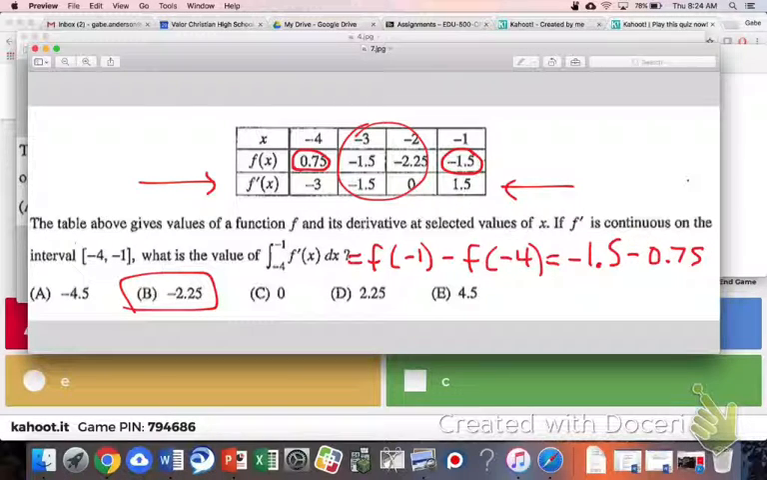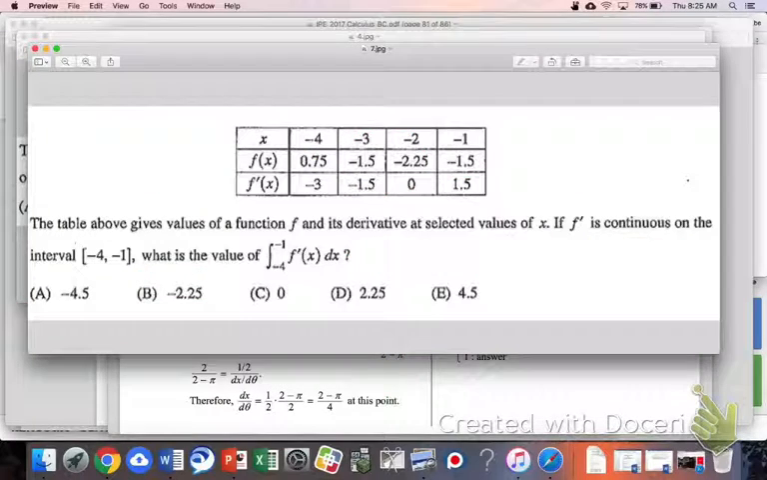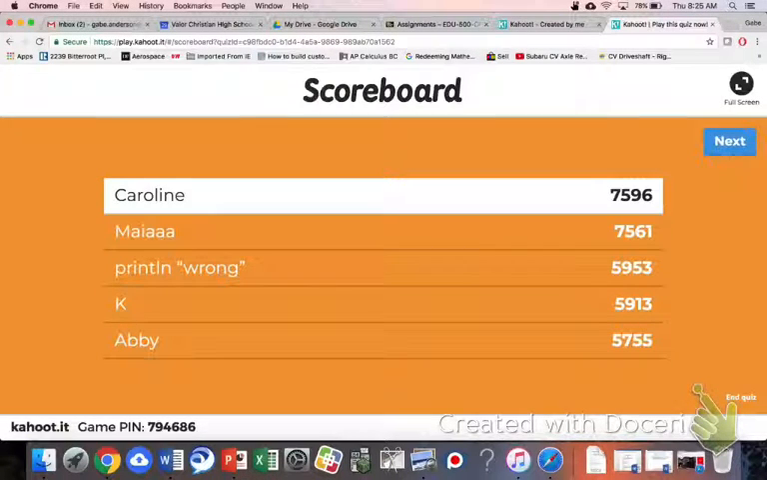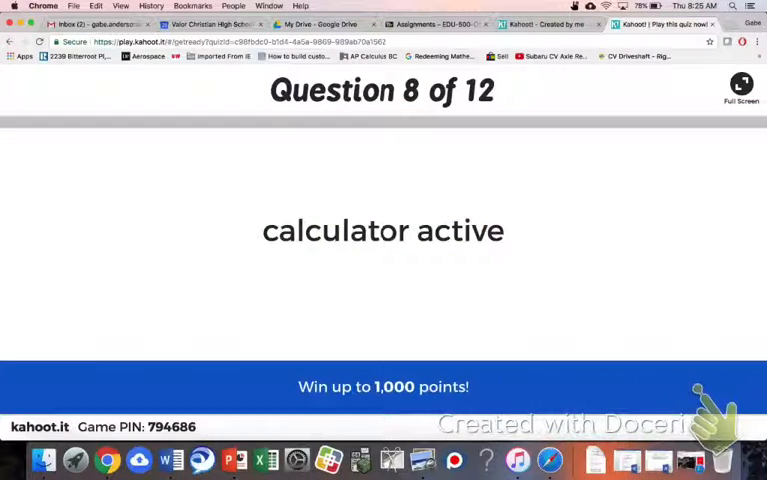But any follow-ups on that one? Do you think that's the easiest way to do that one? Okay. Right. Okay. So here is our leaderboard. Looking pretty similar. All right. Here we go. Question 8.